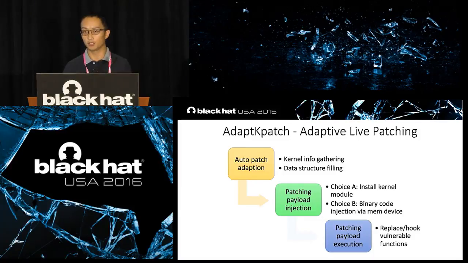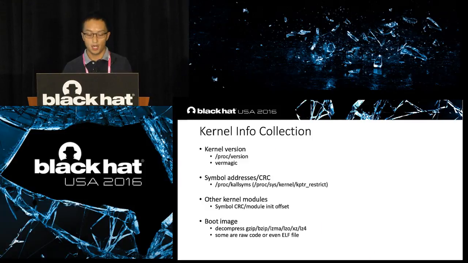We have 2 choices. The first one is to load a kernel module, and the second one is to write to the KMEM or MEM device. We will talk about this in detail later. And after loading this patch payload into the memory, the rest of the process is the same as other patching mechanisms, like in-place hooking, in-place modification, or hooked invocations. So let's dig into each step in detail.